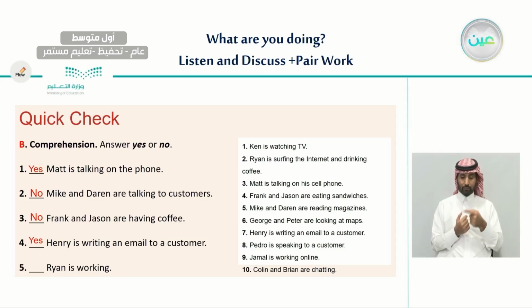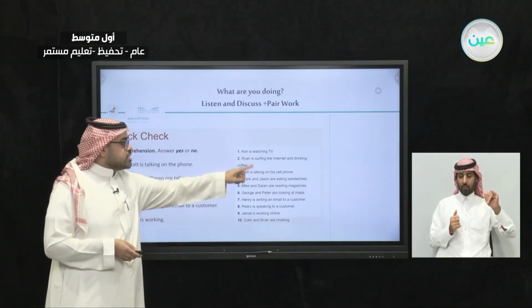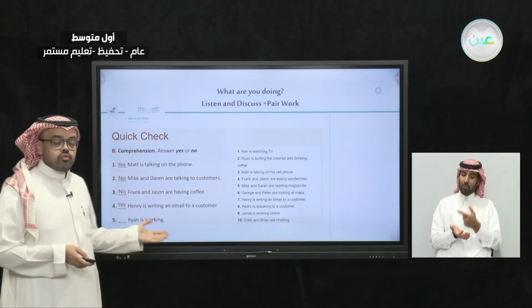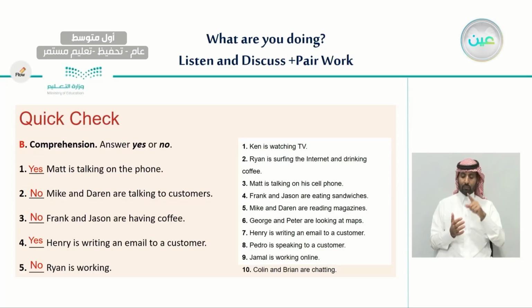The last one we have, Ryan. Number 5. Ryan is working. So from the list, which is number 2, Ryan is surfing the internet. He's going through the internet, maybe reading, maybe looking for something. Ryan is surfing the internet and drinking coffee. So for the last one, what should we write? For the last one, we write no. He's not working, he's drinking coffee and surfing the internet. So here are the answers of a quick check, exercise number B.